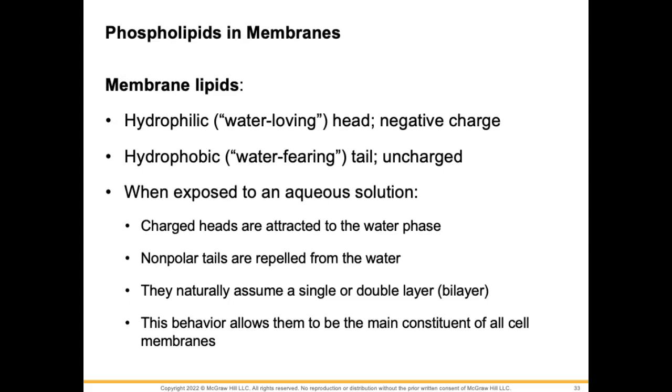So you have the tails on the inside of that membrane, and on either side of it are the little phospholipid heads. This kind of explains it here. When exposed to an aqueous solution, the charged heads are attracted to the water. Nonpolar tails are repelled. So they just naturally assume a single or double layer. A bilayer is what we're familiar with coming from anatomy. That double layer is how they naturally form and orient themselves. This behavior allows them to be the main constituent of all cell membranes.